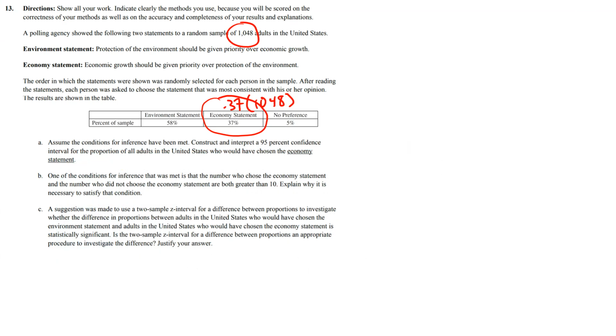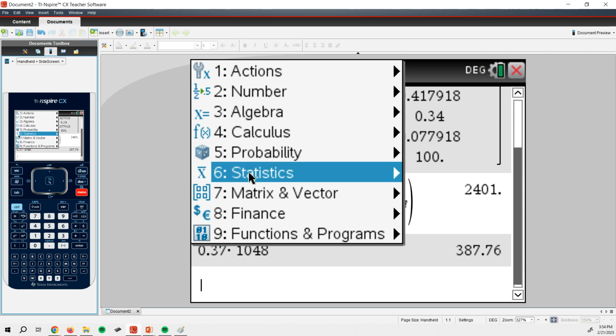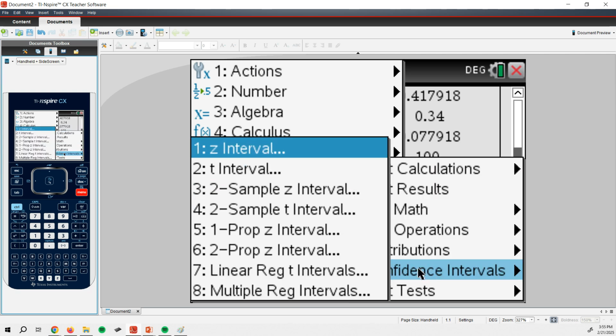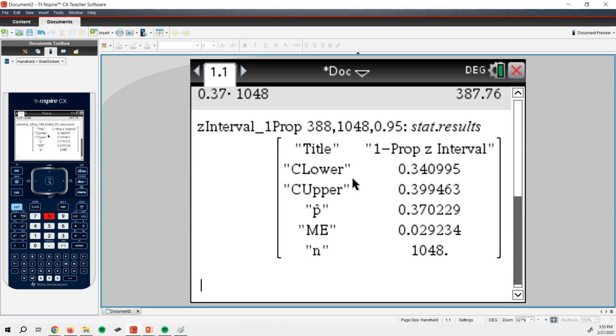So I'll use 388. Rounding one way or another is not going to make much of a difference. So we're doing a 95% interval, and 1048 is my n. So menu, statistics, confidence intervals. We're doing a one-prop Z. So we had 388 out of 1048, and they want 0.95. So I get 0.34 to 0.4. Looks good. There's my margin of error if I need it.